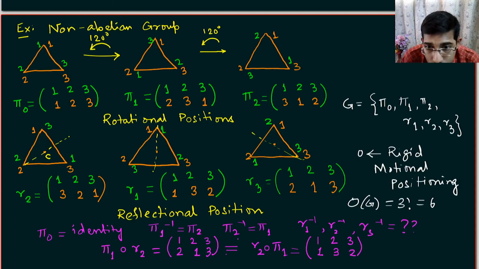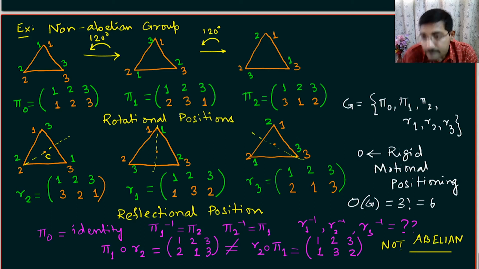Now see, these two are not equal, which means that what I found is this group is not abelian. But it is indeed a group because you have an identity, you have all possible inverses, associativity rules applied and all. So we call this group the symmetric group.